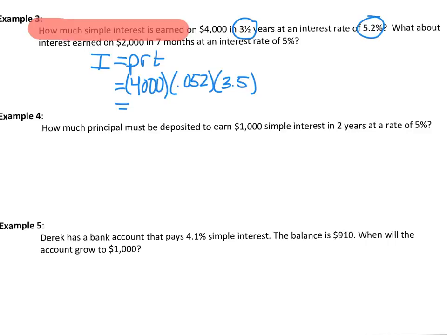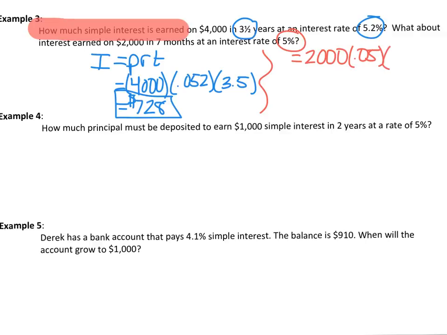When we calculate that, we do get $728. Okay, pretty basic math here. And we can even do the other one, which is $2,000 times a rate of 5%, which is 0.05.